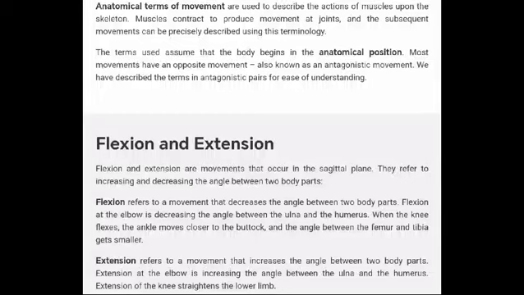Anatomical terms of movements are used to describe the action of muscles upon the skeleton. Muscles contract to produce movements at joints, and the subsequent movements can be precisely described using this terminology. The term used assumes that the body begins in the anatomical position.